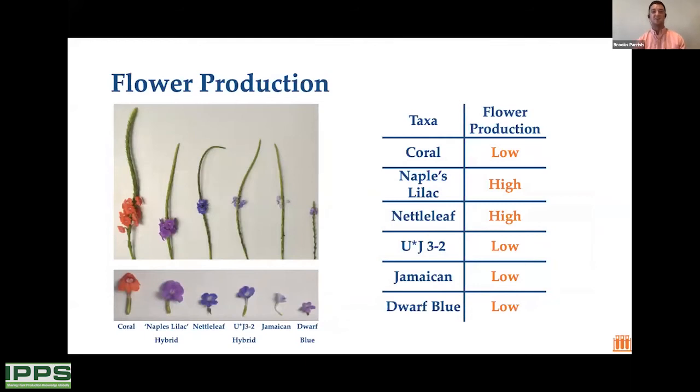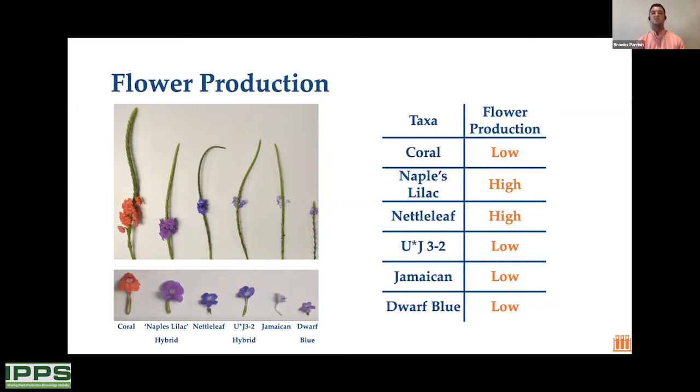So as I alluded to, next we're going to talk about flower production. We evaluated the flower production for each of our different accessions. In the pictures on the left of the slide, we have coral, Naples lilac, nettle leaf, our invasive, our hybrid between Jamaican and nettle leaf, Jamaican, and dwarf blue. Naples lilac and nettle leaf porterweed produced around 65 to 70 flowers per inflorescence. So we consider this flower production to be high in our study, while all the other accessions produce between 10 and 30 flowers. So we categorize these as low production.